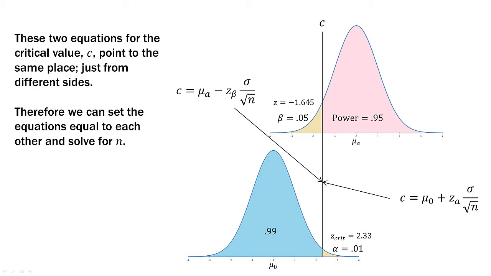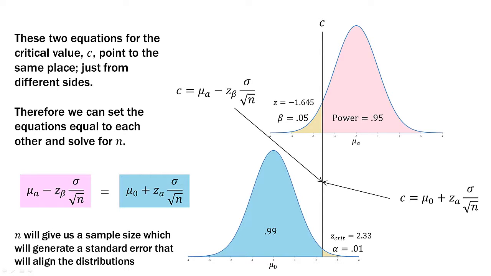Now what we're going to do, since they're pointing to the same location, is set them equal to each other and then solve for n. Just like that. So because they point to the same place, we'll set them equal to each other. Now what will happen is that n will give us a sample size which will generate a standard error that will properly align these distributions. It's almost like magic, but really it's just algebra. So we'll set them equal to each other. We'll solve for an n that will develop a sample size which produces the proper standard error to make everything line up.